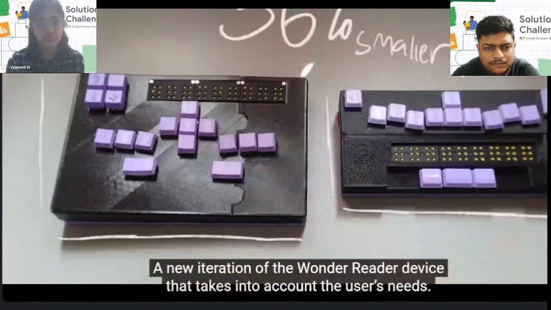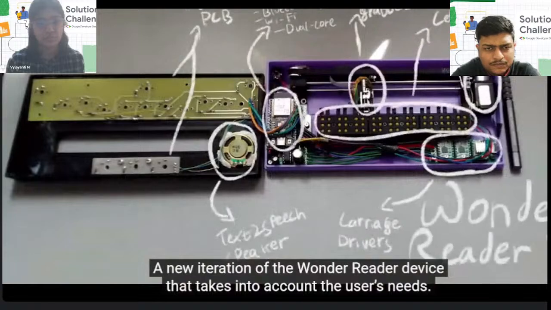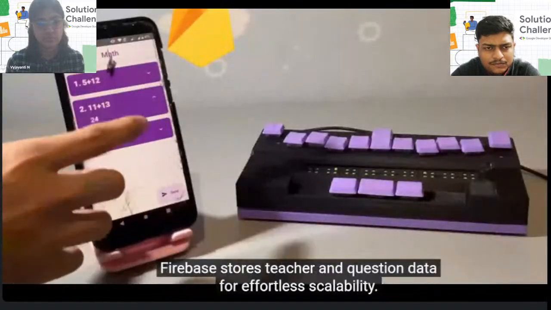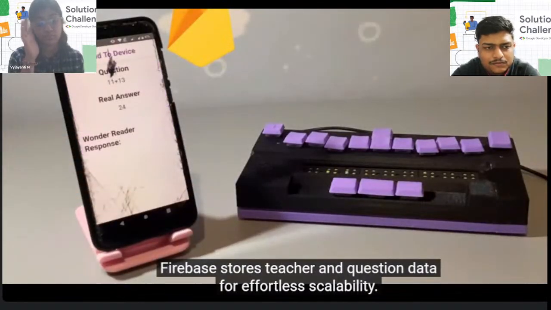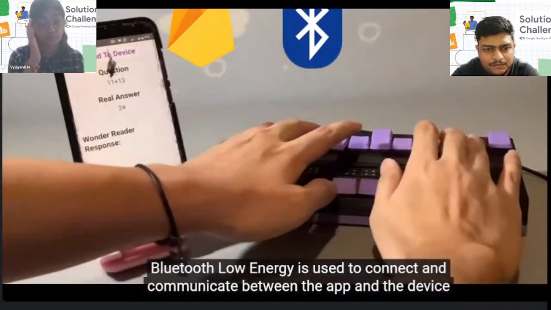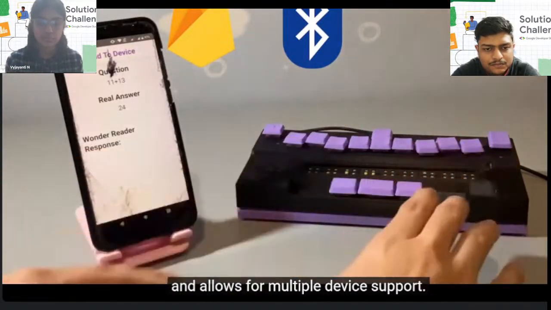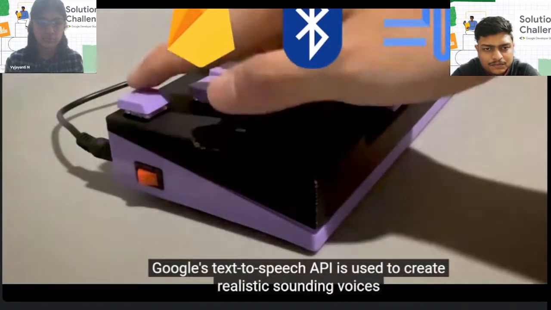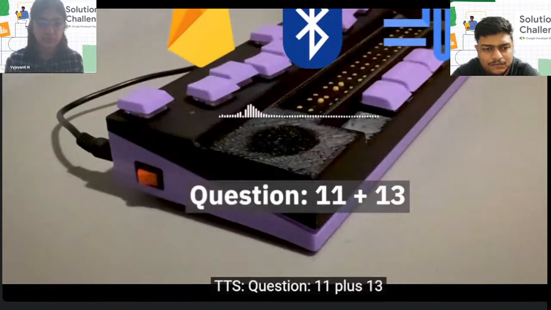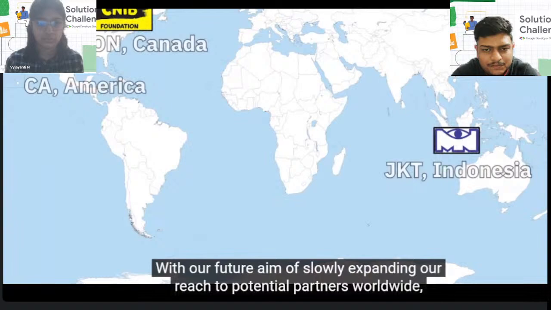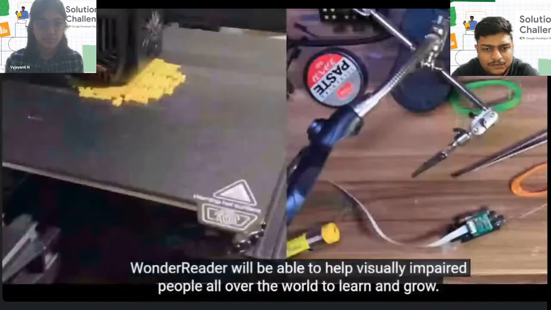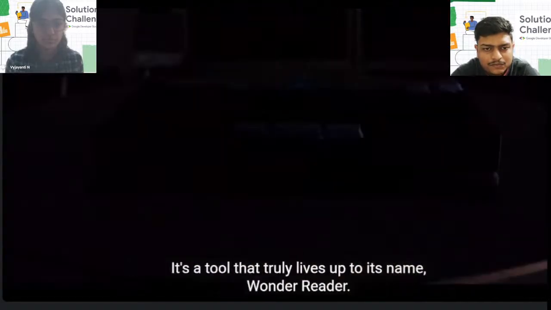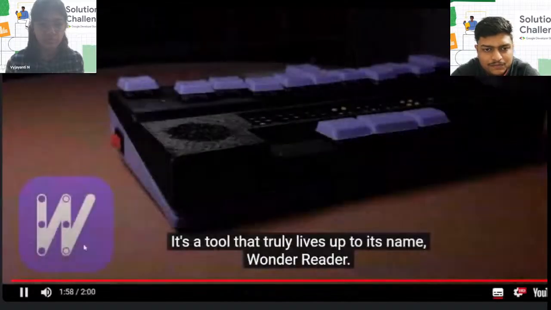A new iteration of the Wonder Reader device that takes into account the user's needs. Our companion app is now native on Android, making it easily accessible anywhere. Firebase stores teacher and question data for effortless scalability. Bluetooth Low Energy is used to connect and communicate between the app and the device, and allows for multiple device support. Google's text-to-speech API is used to create realistic-sounding voices. Question: 11 plus 13. With our future aim of slowly expanding our reach to potential partners worldwide, Wonder Reader will be able to help visually impaired people all over the world to learn and grow. It's a tool that truly lives up to its name, Wonder Reader.